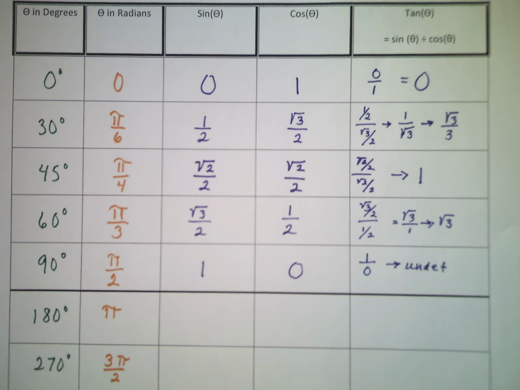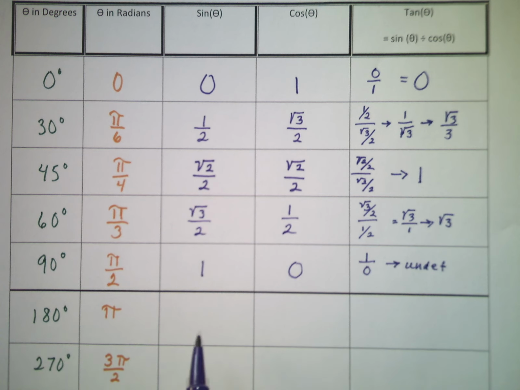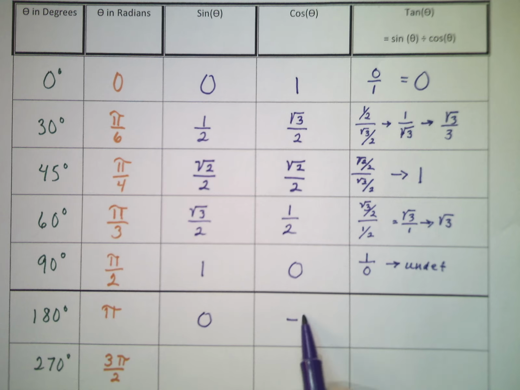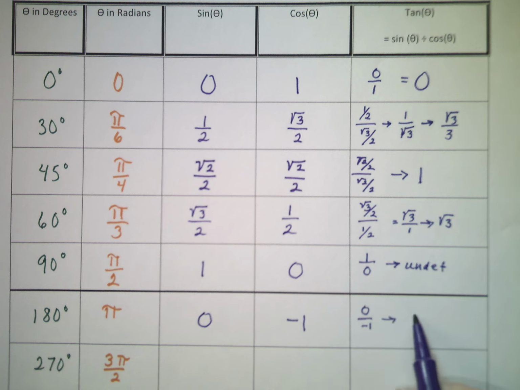And these two quadrantal angles, theoretically, you already know. Pi, all the way over to the left of the circle. The sine value is 0. The cosine value is -1. Tangent is 0 divided by -1, 0.